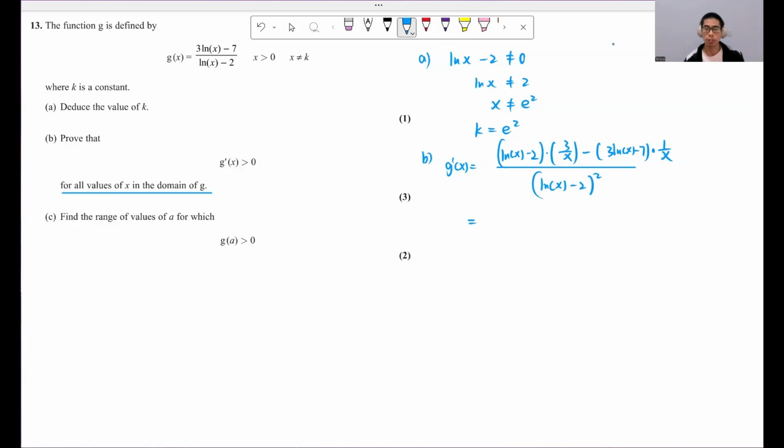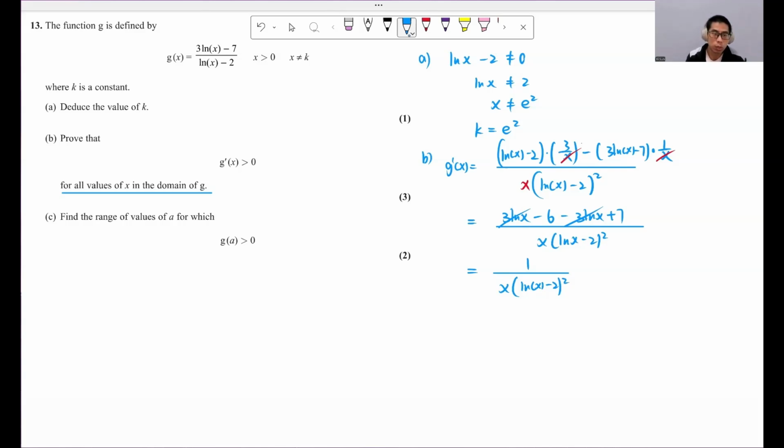Now to simplify this, I will multiply by x for both top and bottom. If we multiply by x for both top and bottom, this will cancel out, so we have x here. And then simplify the rest. So 3 times ln x, just 3 ln x, and then minus 2 times 3, 6. And then minus 3 ln x, and then plus 7, over x times (ln x - 2) squared. So 3 ln x minus 3 ln x cancels out. Negative 6 plus 7 is 1. So that would be 1 over x times (ln x - 2) all squared. Okay, so that's our derivative.